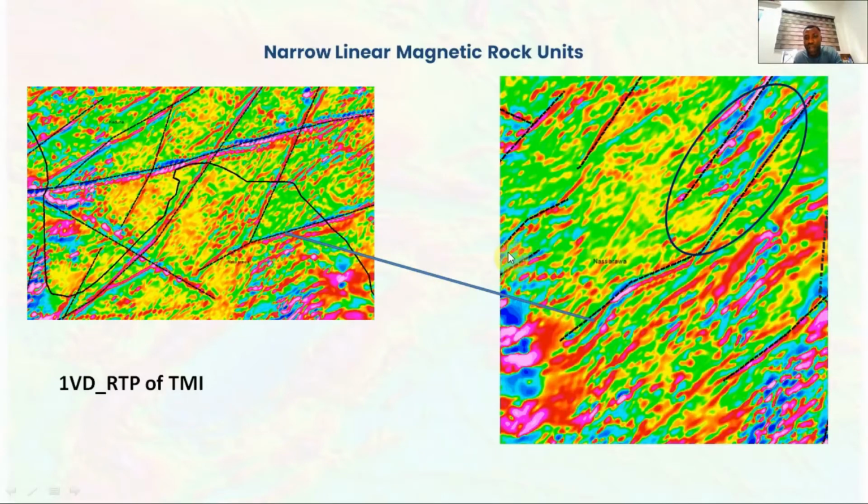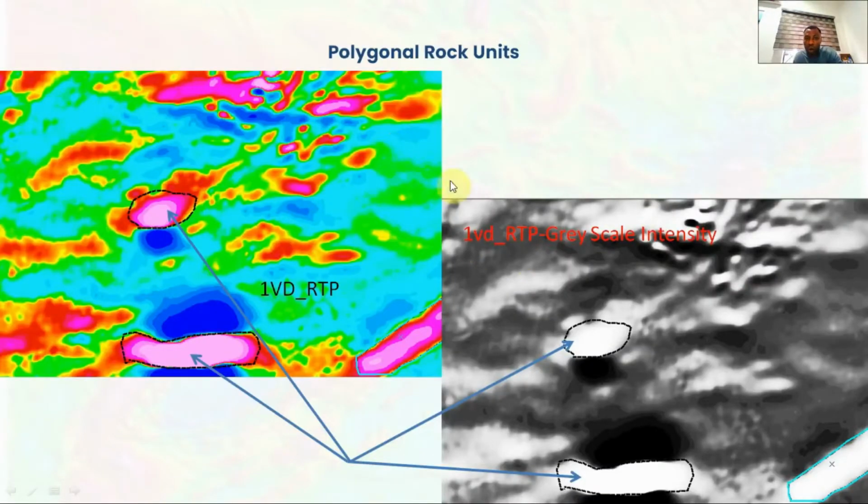Then let's look at another polygonal rock unit. You can see this is not linear. This is broad. Also here, this is the grayscale intensity, and this is the colored scale. So you can see polygonal rock units as identified in this.